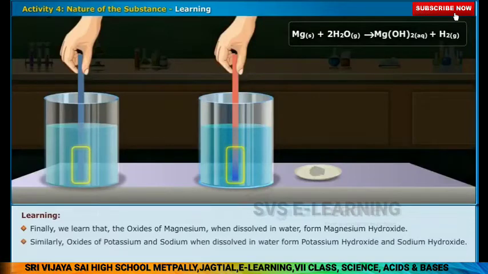Similarly, oxides of potassium and sodium, when dissolved in water, form potassium hydroxide and sodium hydroxide. All these are basic in nature. They would be soapy to touch.